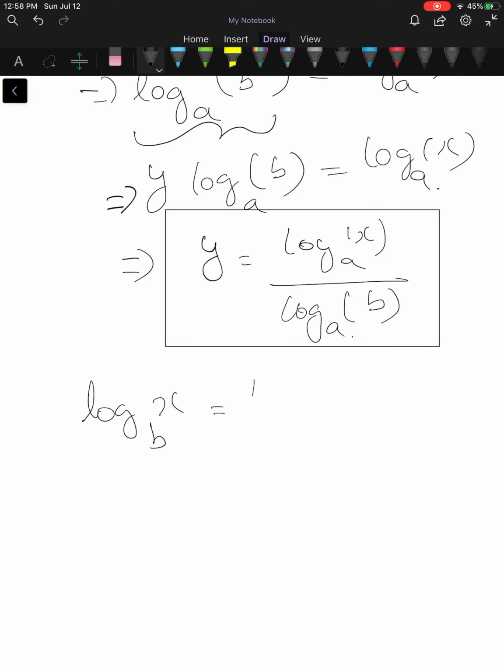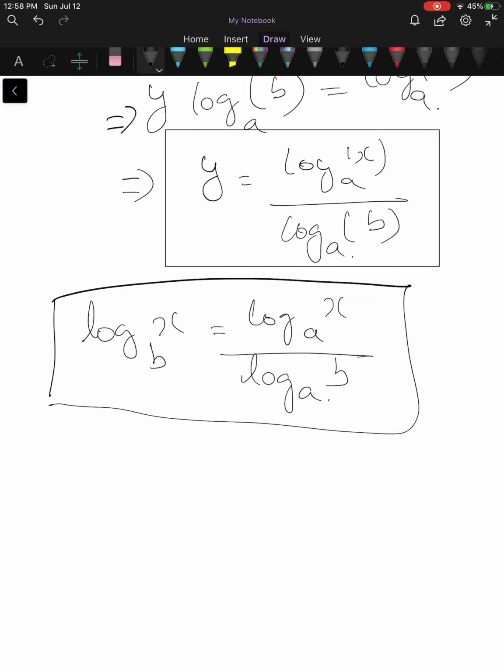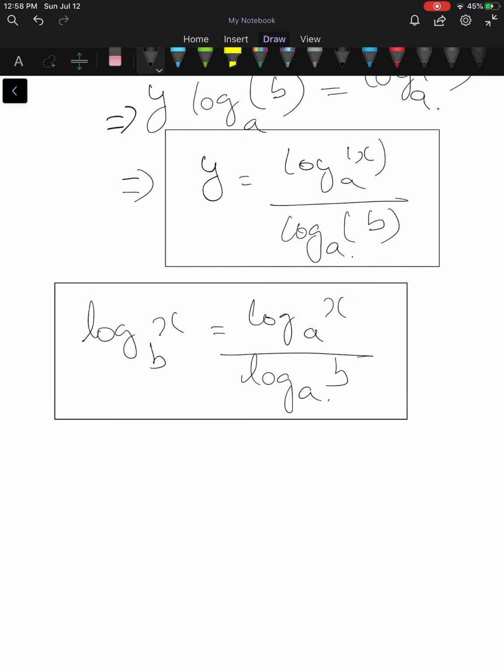So this is the change of base formula, that is log of x to base b is equal to log of x to base a divided by log of b to base a. This is the formula that you apply if you have to change the bases. So now we will evaluate a logarithm to any base by using the change of base formula, and to express the logarithm in terms of common logarithms or natural logarithms, we can use calculators.